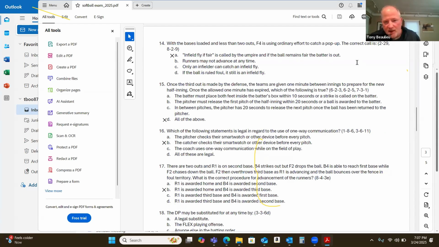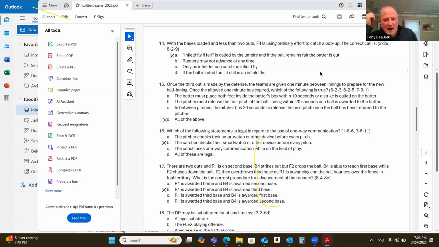The pitcher must release the first pitch of the half inning within 20 seconds or a ball is awarded to the batter. In between pitches, the pitcher has 20 seconds to release the next pitch once the ball has been returned to the pitcher. Now, I cannot stress this enough. If you put a stopwatch on these players, the coaches are going to get agitated. So just remind them that you're supported by rule and what those rules are. It's up to you how strict you want to be about it.